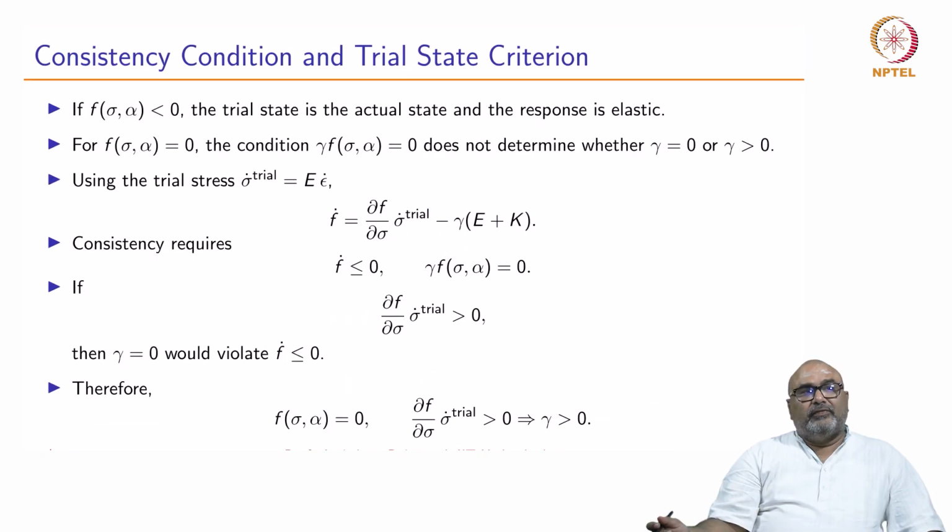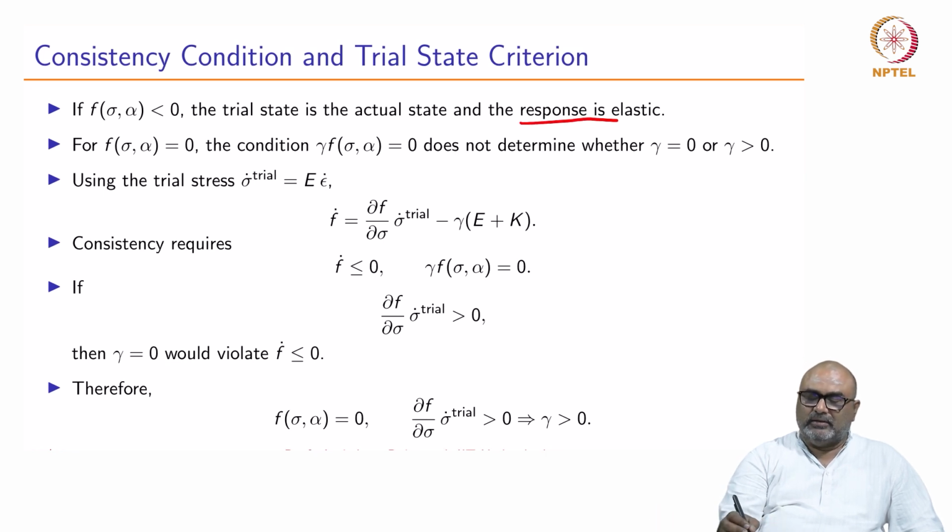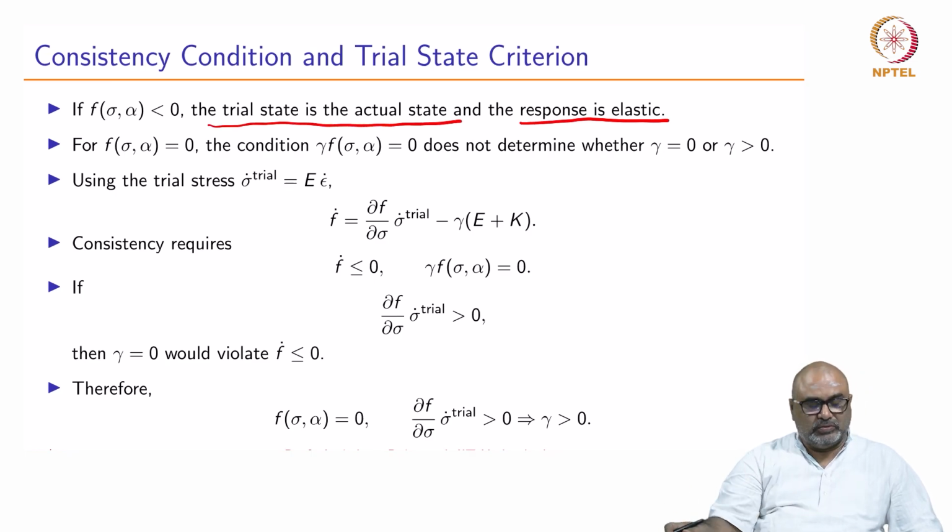So, when f of sigma comma alpha is less than 0, the trial state is the actual state and the response is elastic. So, the assumed trial state is the correct state and it corresponds to an elastic state. And when f of sigma comma alpha is equal to 0, the condition gamma f of sigma comma alpha equal to 0 does not determine whether gamma is equal to 0 or gamma greater than 0. So, we use the consistency condition one more time, that f dot must be less than or equal to 0 and gamma f of sigma comma alpha is equal to 0.